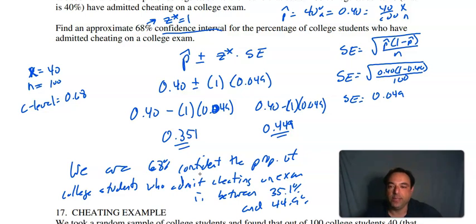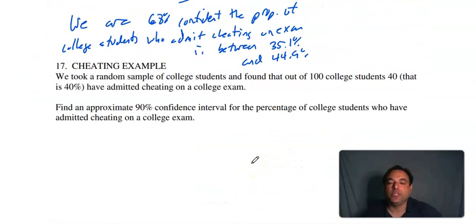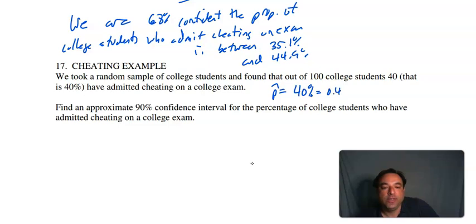and 44.9%. Okay? Now, the next example, we took a random sample of college students and found that out of 100 college students, 40 have admitted cheating on a college exam. So we have the same p hat, which is 40%, which is 0.40, which comes from 40 out of 100. Again, in the calculator, x is going to be 40, and it's going to be 100. But this time we want 90%.